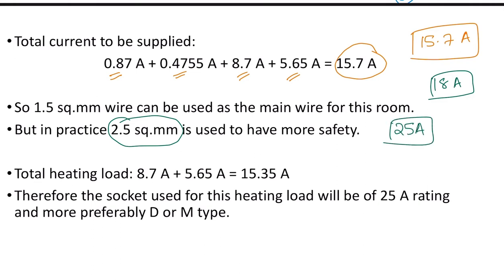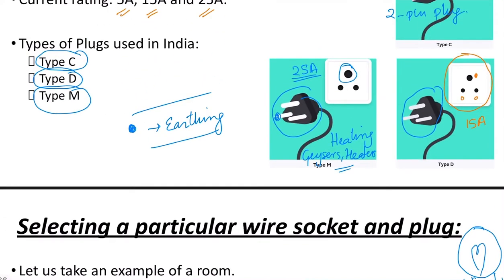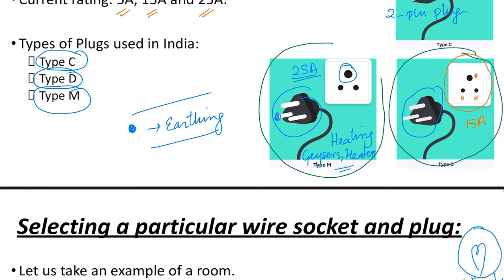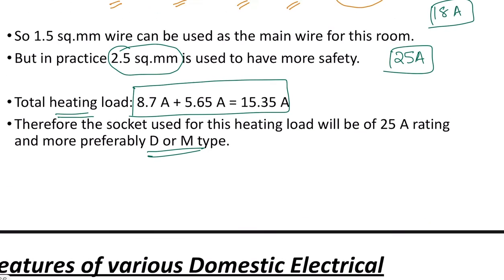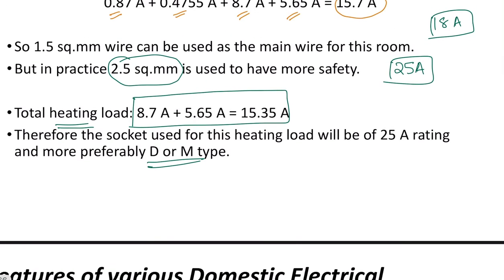So what is the heating load in our case? The heating load is 8.7 and 5.65, so that means a total of about 15.35 amperes. So what should the socket be like? The socket must be either D type or M type, like we discussed here, because it has to carry a current of around 15.3 amperes. So this is about choosing plugs and sockets.